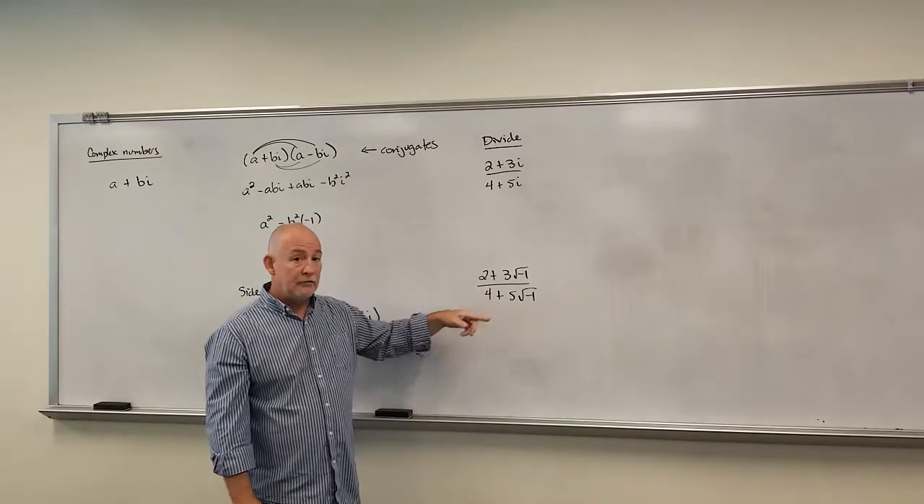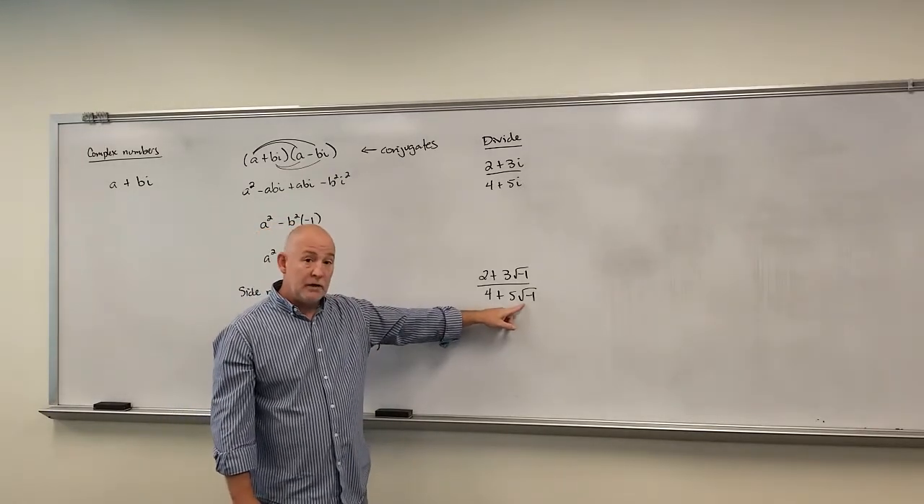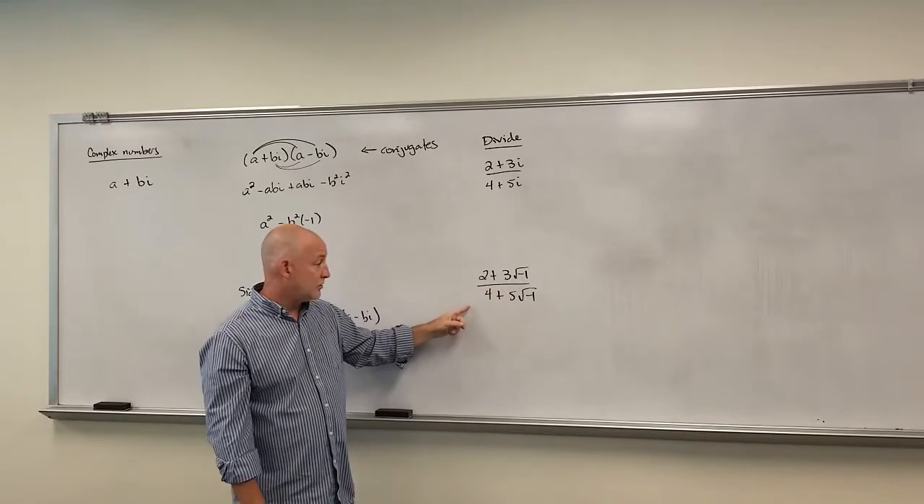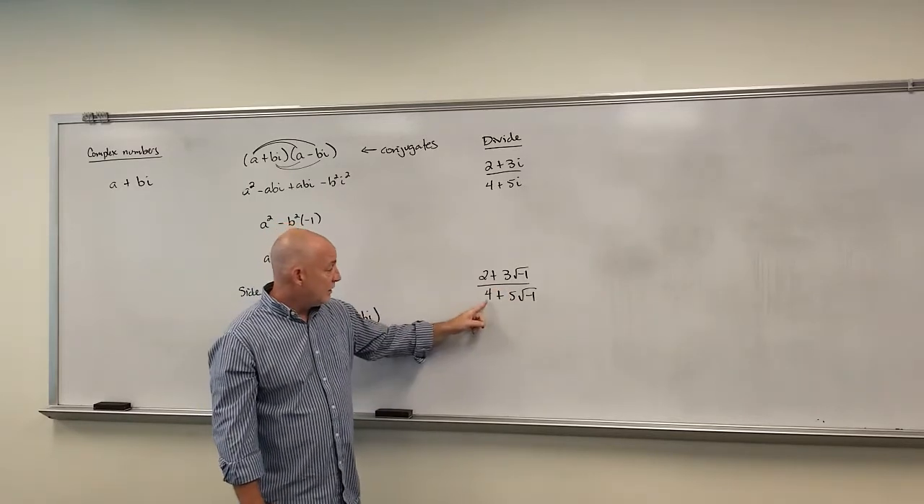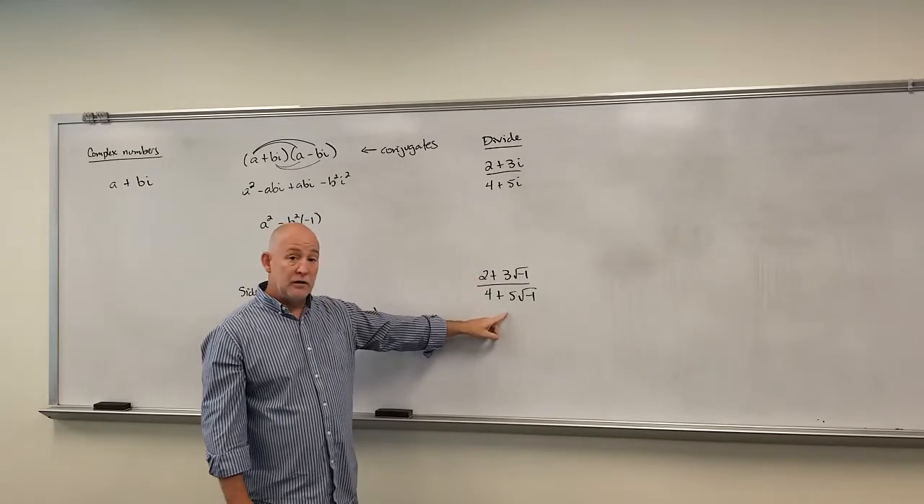Remember in the past, most of the time we're not allowed to leave a radical in the denominator, so we would rationalize an expression like this. And to rationalize, when we had two terms in the bottom, remember we multiplied the top and the bottom by the conjugate of the bottom.